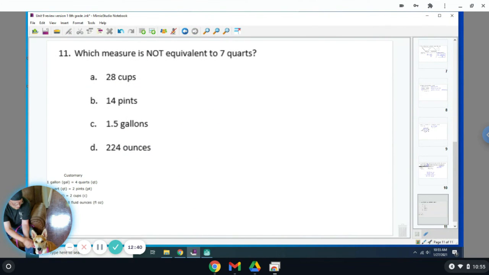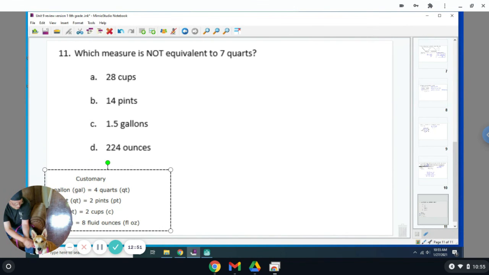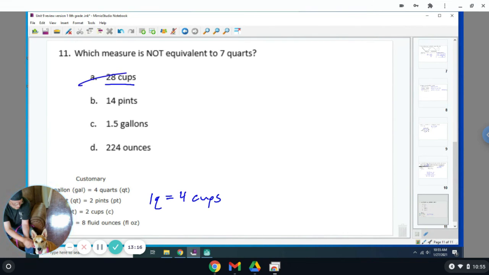Number 11. Which measurement is not equivalent to 7 quarts? Okay. So, again, this is on your STAR chart. So we're going to try to figure out how many of the 28 cups are in quarts. So 1 cup is 2 pints, and 1 pint is 2 cups. So 1 quart is 4 cups. So that means 7 quarts is 28 cups, because 4 times 7 is 28. So that's not the answer.